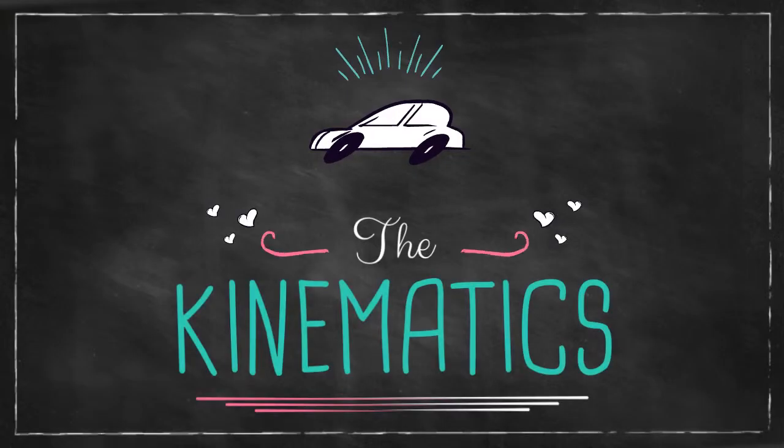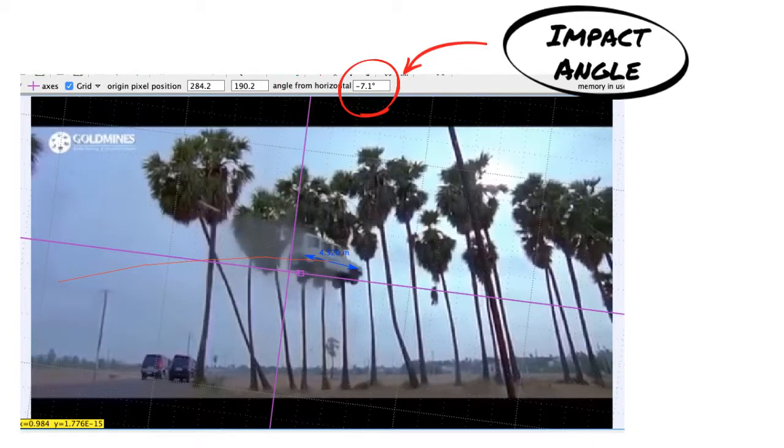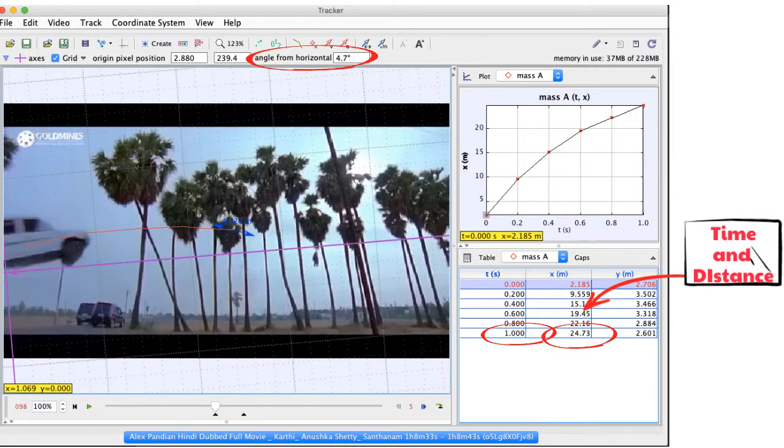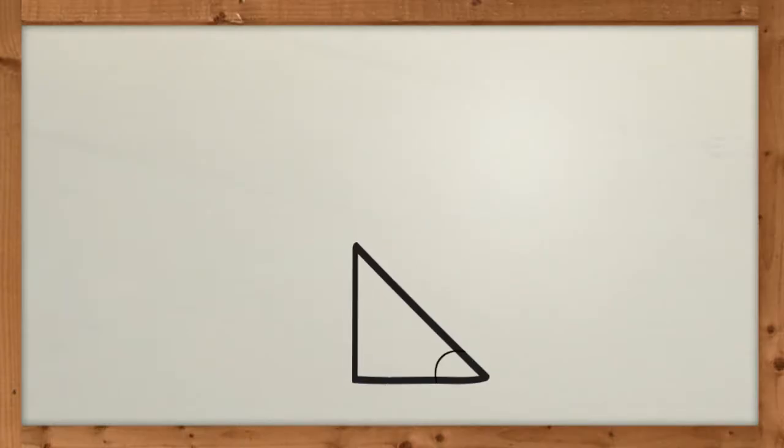I'll start by analyzing the kinematics. With Video Tracker, I was able to get the angle from the horizontal, the impact angle, the time it gave me on the graph, and the distance it took, assuming that the car used in the movie is 4.52 meters long. Using the angle from the horizontal and the distance and time on the graph, I was able to find Vx.